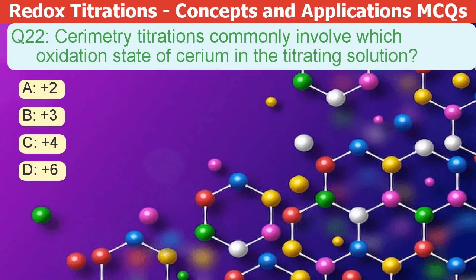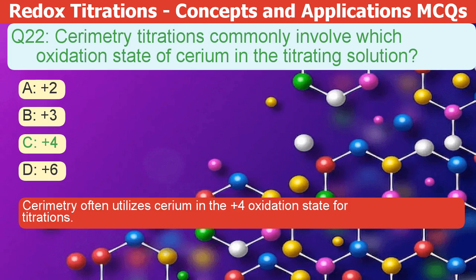Cerimetry titrations commonly involve which oxidation state of cerium in the titrating solution? A. Plus 2. B. Plus 3. C. Plus 4. D. Plus 6. The correct answer is C. Cerimetry often utilizes cerium in the plus 4 oxidation state for titrations.